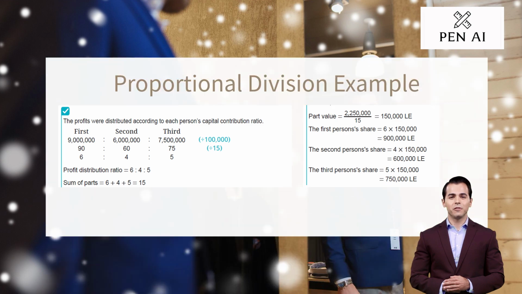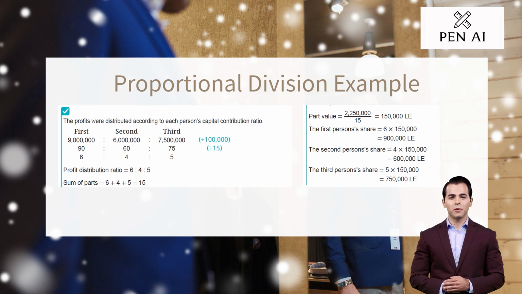Proportional division example. 3 persons invested in the construction of a factory. The first person paid 9 million LE, the second person paid 6 million LE, and the third person paid 7,500,000 LE. At the end of the first year, the profits amounted to 2,250,000 LE, and the profits were distributed based on each person's capital contribution. Calculate the share of the first year's profit for each person.